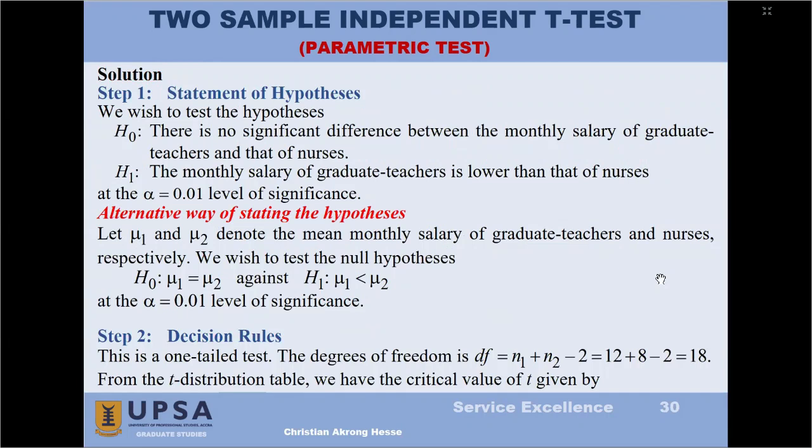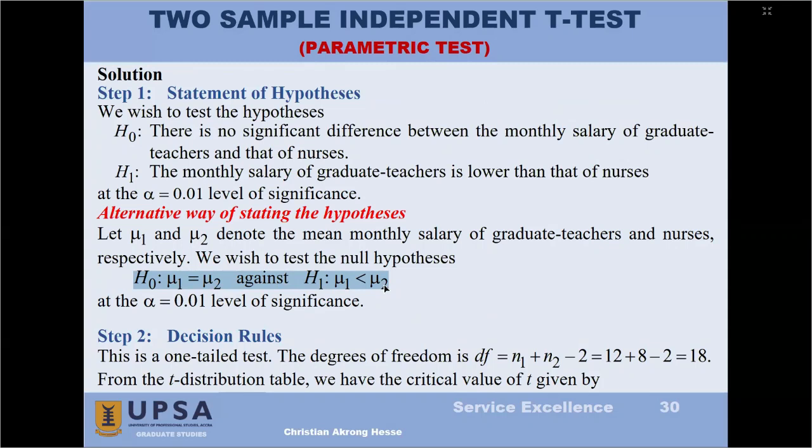First, step 1 is the statement of hypothesis. H0 says that there is no significant difference between the monthly salary of graduate teachers and that of nurses. Then H1 says that the monthly salary of graduate teachers is lower than the nurses. We use mu1 and mu2, where mu1 is the mean salary for teachers and mu2 is the mean salary for nurses. So H0 says that mu1 is equal to mu2, and H1 says that mu1 is less than mu2.